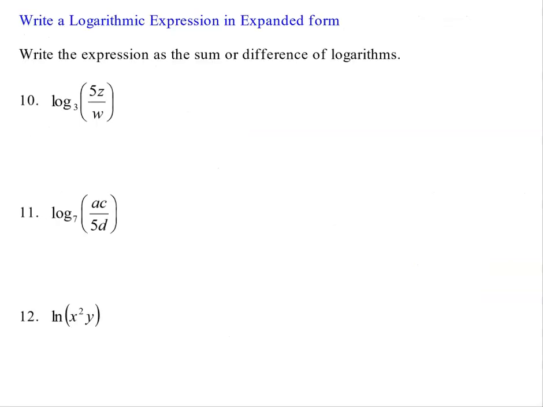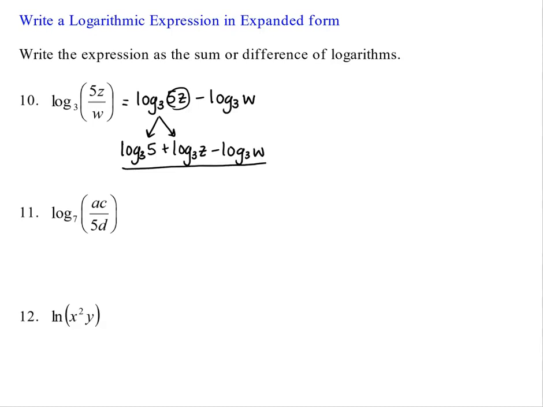In example 10, we are going to begin using the quotient rule because we have division on the inside of the logarithm. The quotient rule tells us we can break this up into log base 3 of 5z, subtract log base 3 of w. On the inside of the first logarithm, we have multiplication holding the 5 and the z together. Product rule says that we can break that up into a sum of logarithms, and then I'll bring down the last logarithm that we had subtracted on the end.